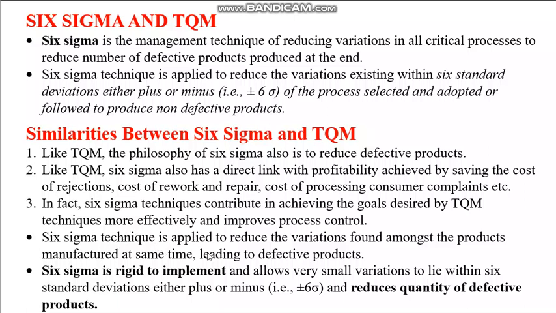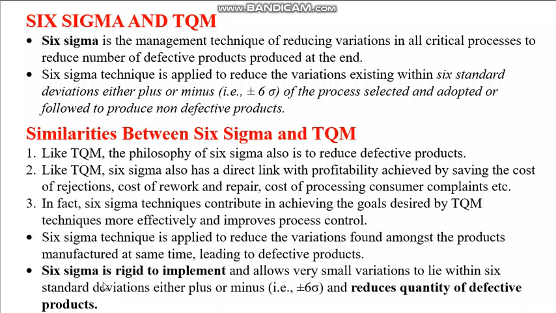Now the Six Sigma technique is applied to reduce the variations found amongst the products manufactured at the same time, leading to defective products. You see, again and again this phrase is coming: reducing the variations in the process. So when you talk about a Six Sigma technique, you should use this word. It is aimed at reducing the variations in the process so that defectives are almost zero. Defectives are drastically reduced. You can say like that.